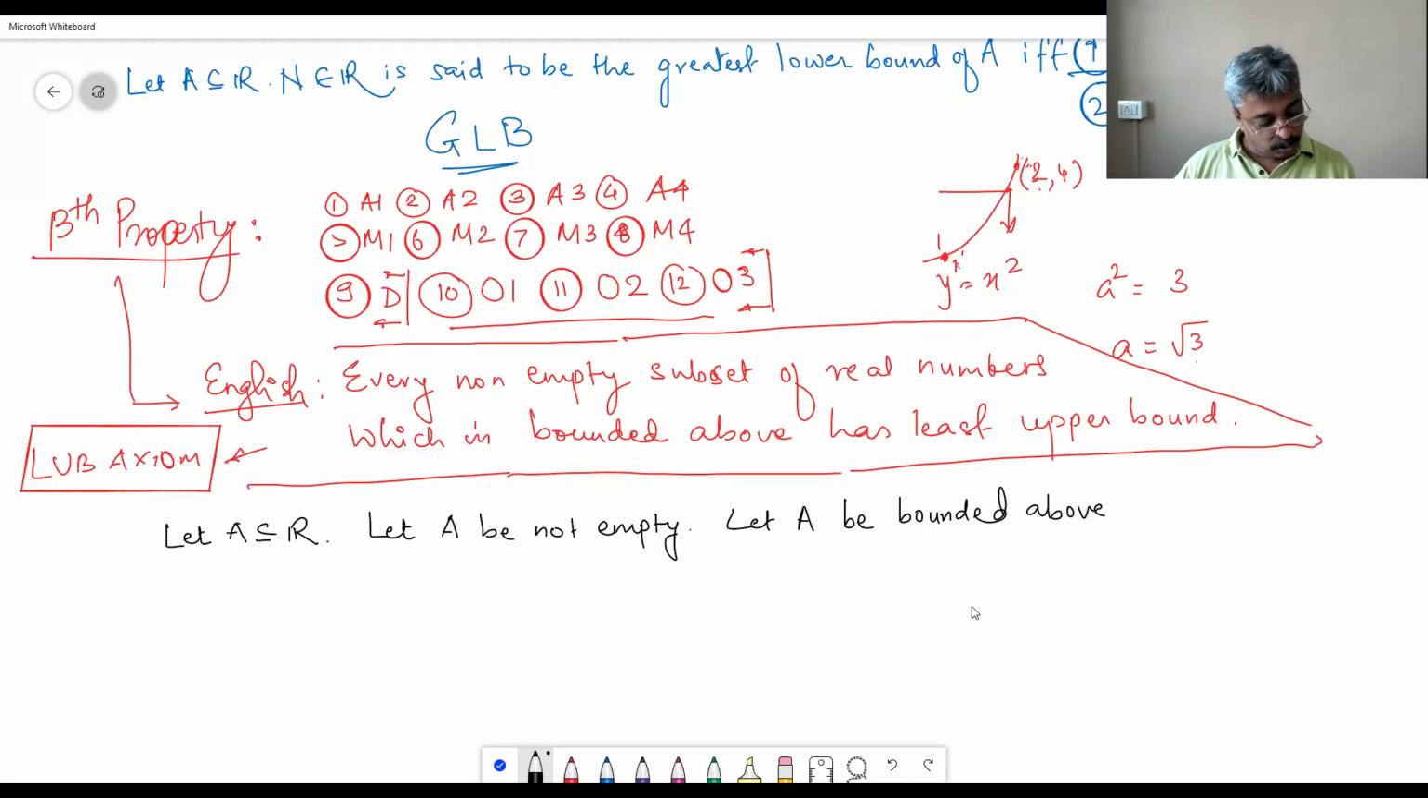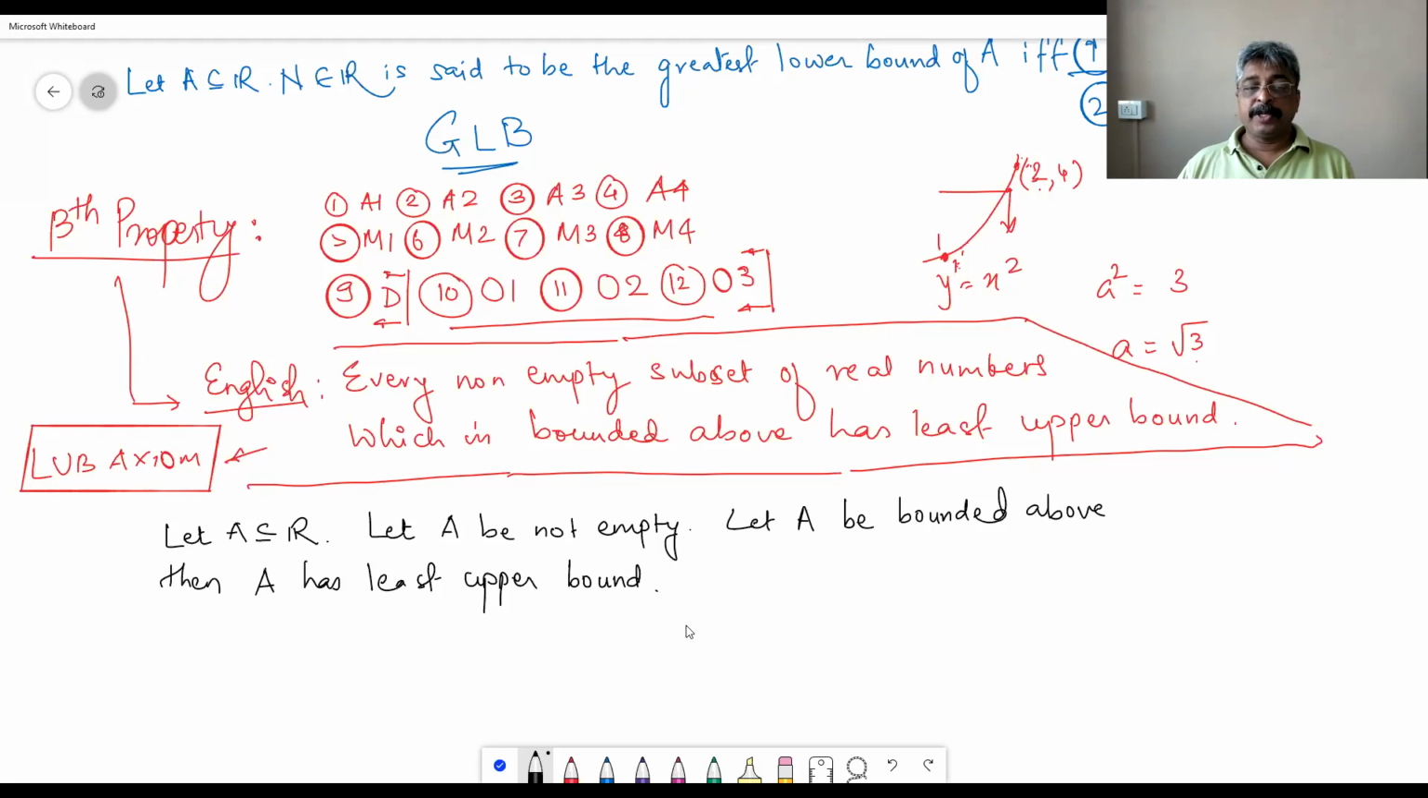Let A be bounded above, then A has a least upper bound. This is the 13th property, the LUB axiom.